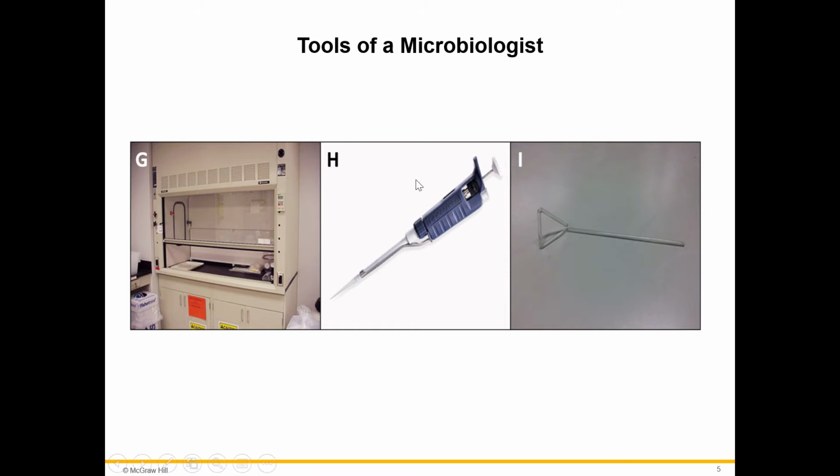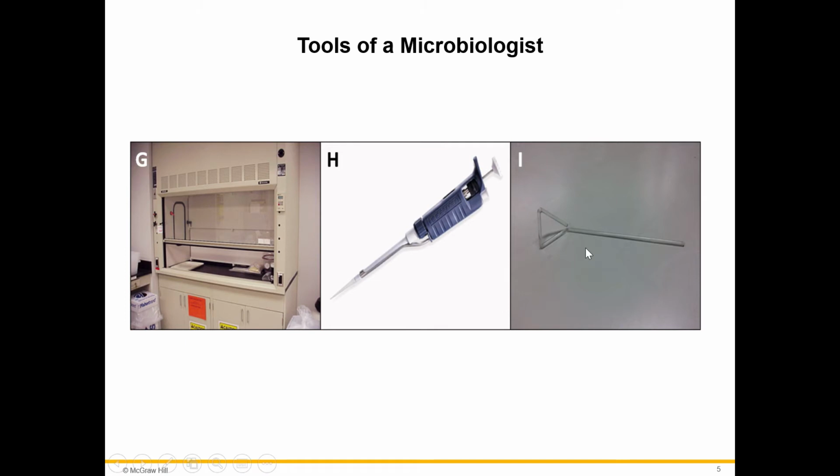This is a pipette, and a pipette is used for transferring liquids. Pipettes can be set to very specific quantities so that you can transfer specific quantities of liquids. This tip that you see at the end of the pipette is disposable. So usually we use it for a one-time transfer and dispose of the tip.